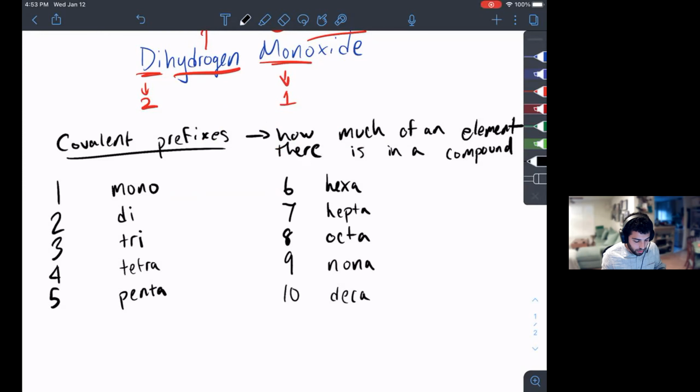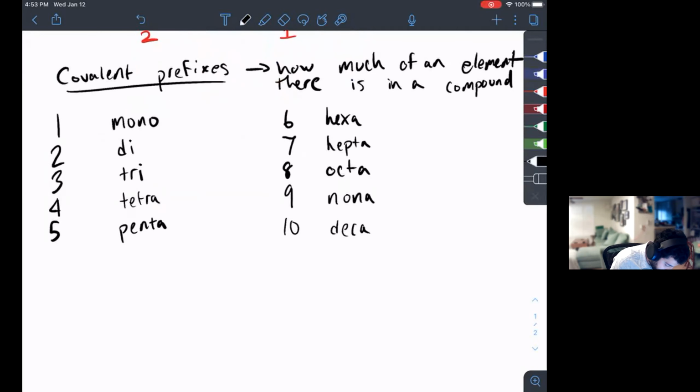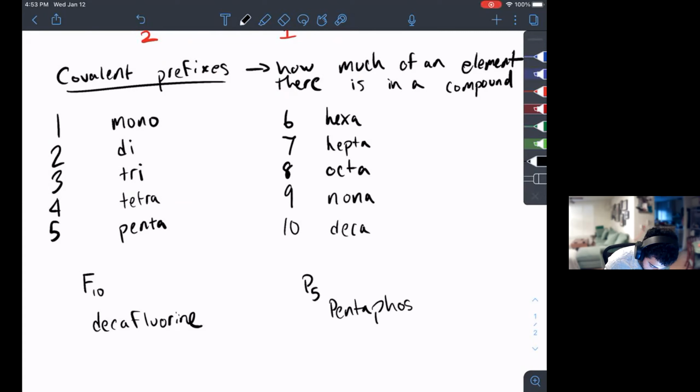And basically what you do is you put this prefix in front of the element. So if we have F10, 10 fluorines, that's decafluorine. If we have P5, that's pentaphosphorus.